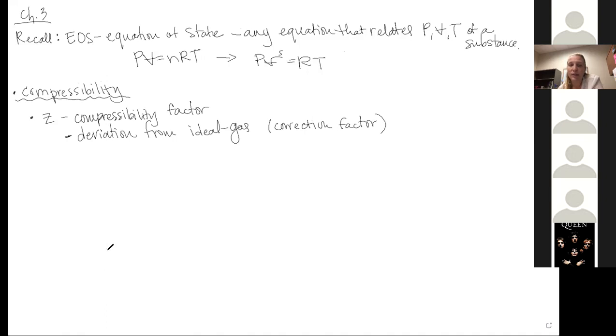So typically, in this chapter, we're not looking at ideal gases, we're looking at real gases. So gases that are behaving in a real way, not an idealized way. So we use Z for real gas. So it's a correction factor that corrects this real gas term for an ideal gas.